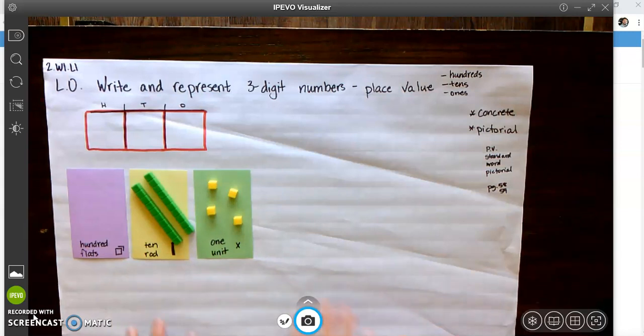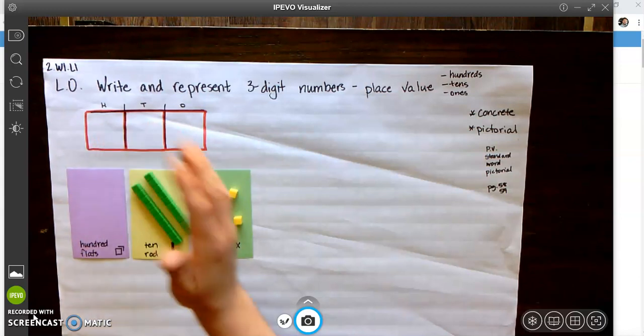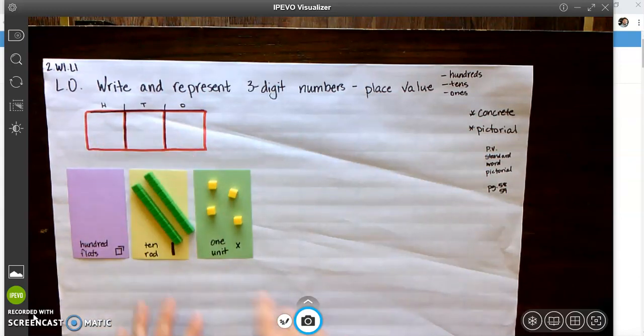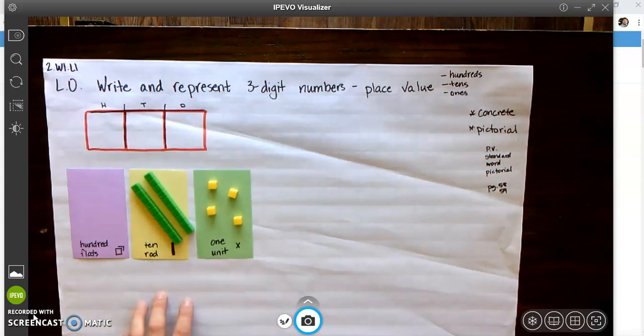Let's go ahead and talk a little bit further. Up here we know that we put the numbers for the three digits in here, and we just sort of space them out and discuss them a little bit further. Let's go ahead and talk about what we see right here. We have 1, 2, 3, 4 units, 1, 2 rods. So what number might that be?